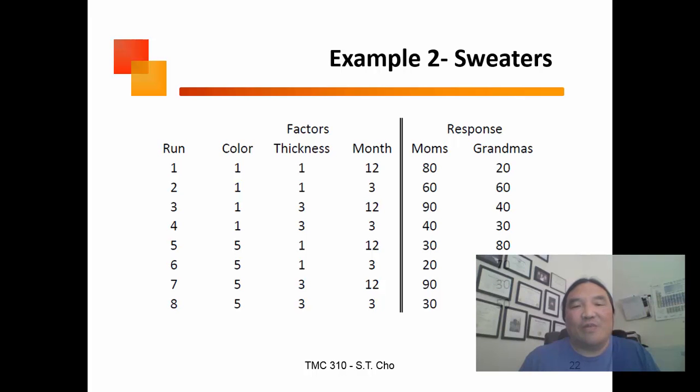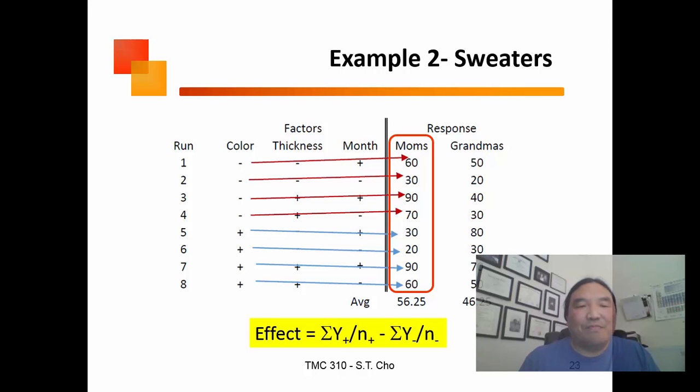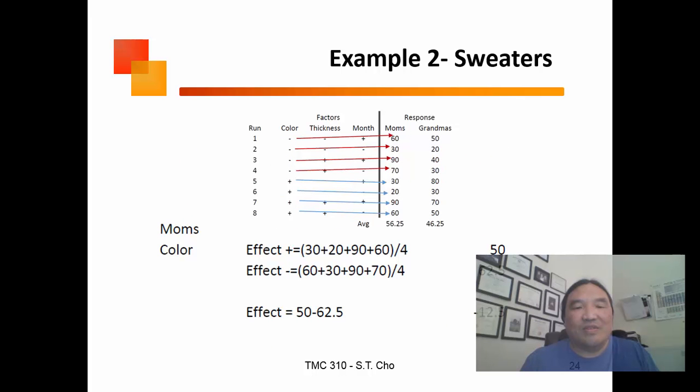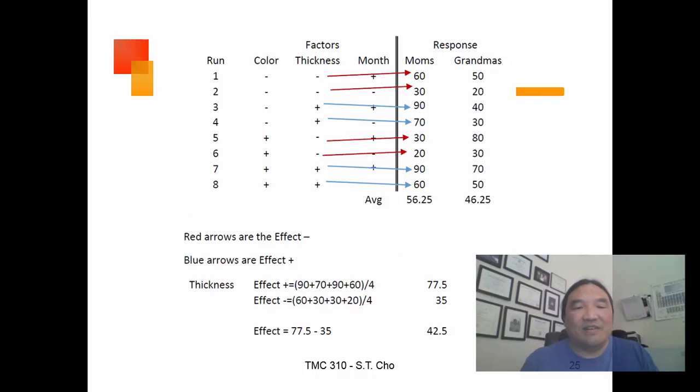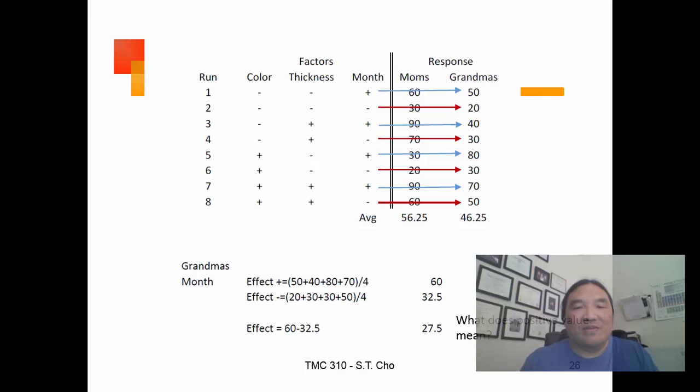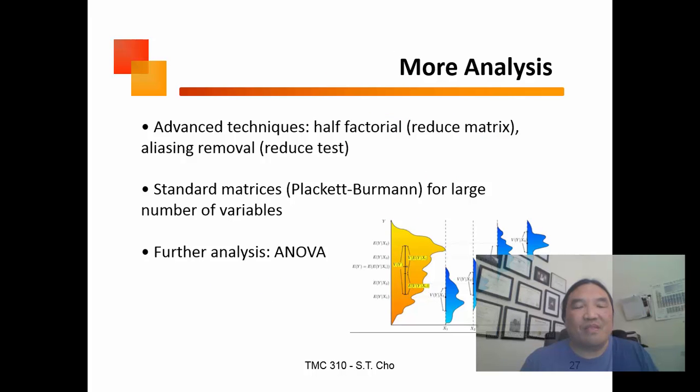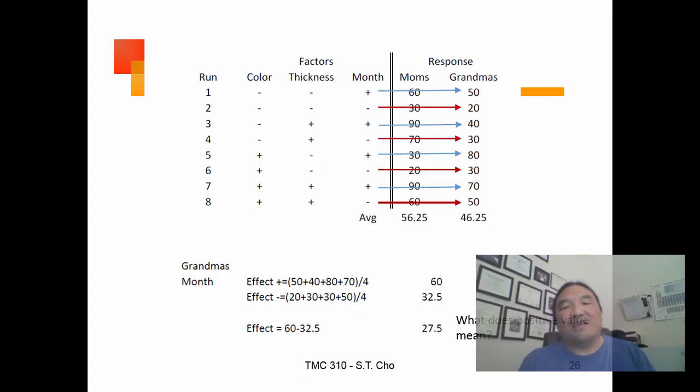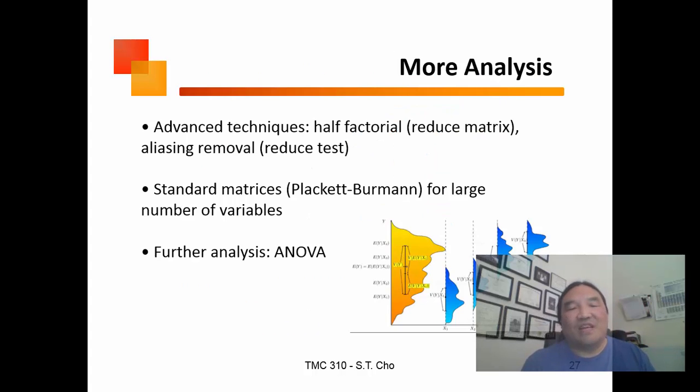And so after getting ratings from moms and grandmas, I plug it into the equation. And so it's the summation of all the high values divided by the number of high values minus the summation of the low values divided by the number of low values. And so I could do that and here's the calculation. And I could do it for moms, and I can also do it for grandma too. And so from that, I can figure out what the effects are. And there's actually computer programs that do this for you now.